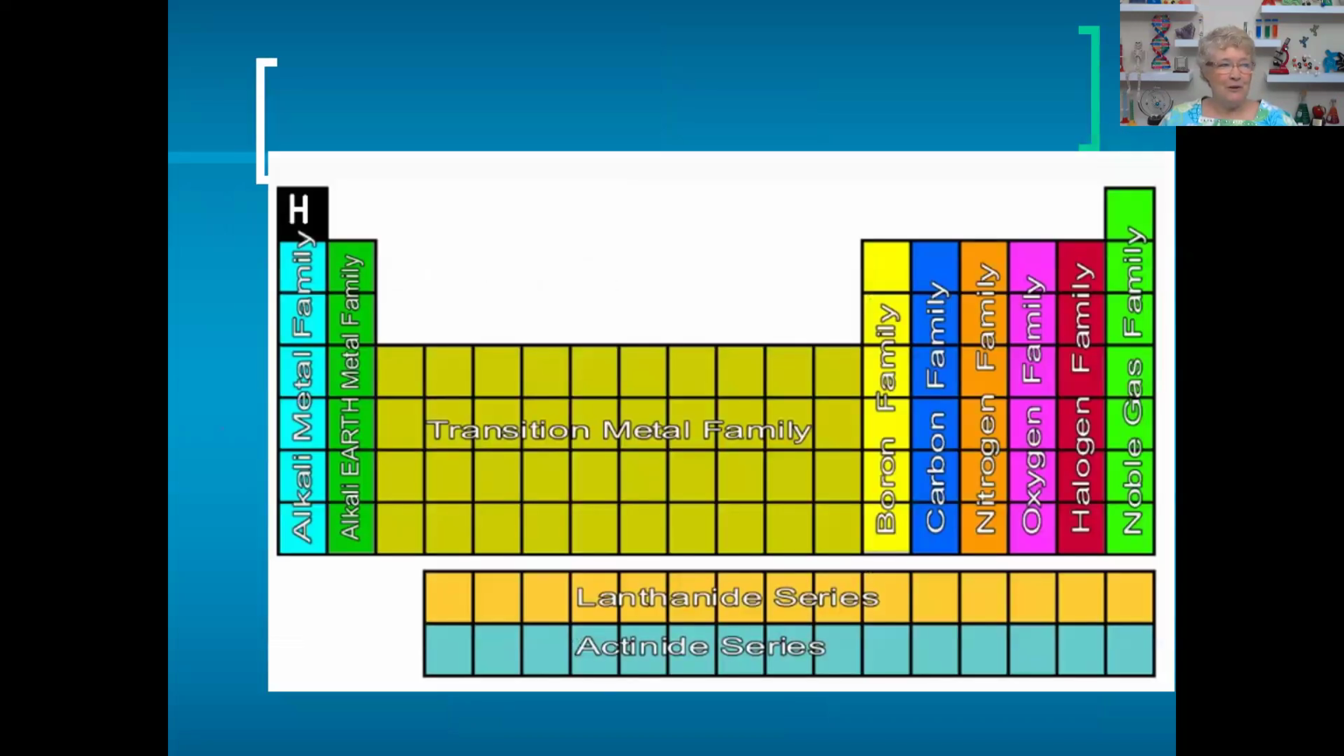All right, so let's review. Remember, the first group, except for hydrogen, is called the alkali metal family. The next one is the alkaline earth family. Then we have all these transition metals in the middle. And then the first four are named for the element at the top: boron, carbon, nitrogen, oxygen. This one is a little different. It's not fluorine. It is the halogen family. And then finally, we have the noble gases on the end that do not want to react. We have the lanthanide series and the actinide series, which go right here. They're actually part of periods 6 and 7.